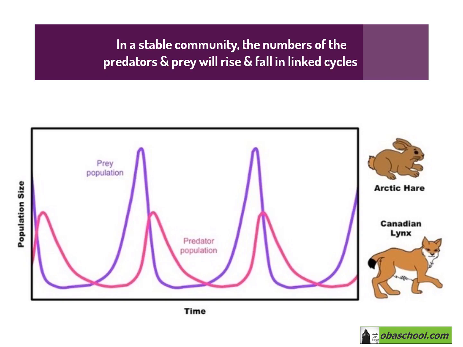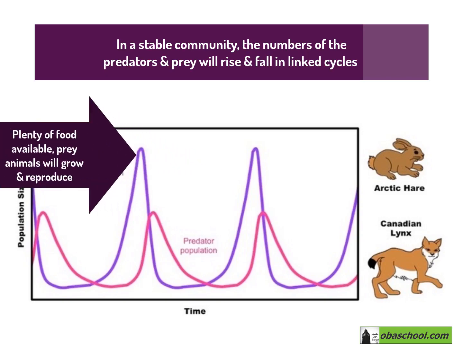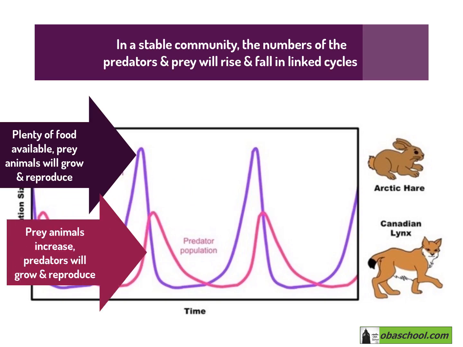So, for example, if there is plenty of food available, the prey animals will grow and reproduce, so their number will increase. And because the number of the prey animals goes up, there will be enough food for the predators, so the predators can reproduce, and therefore their number will increase also.